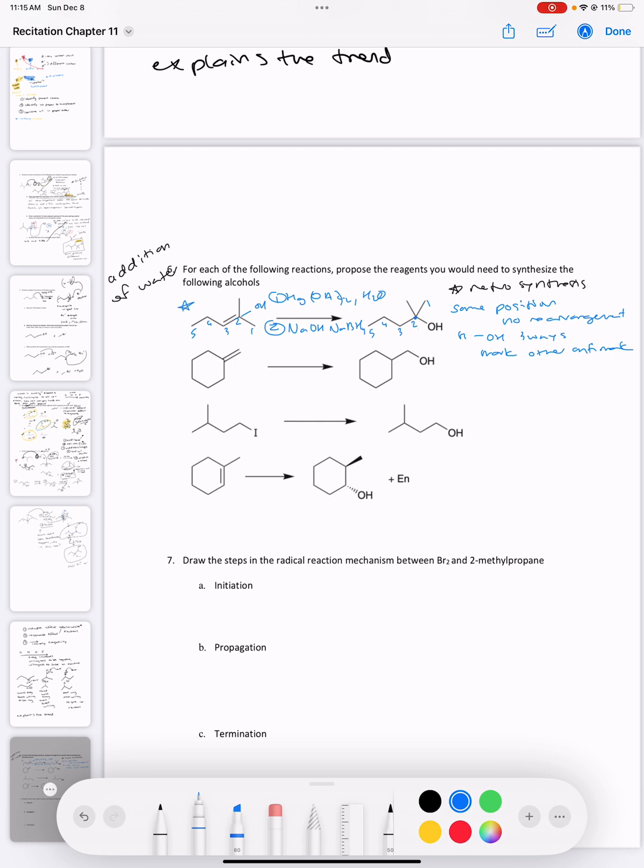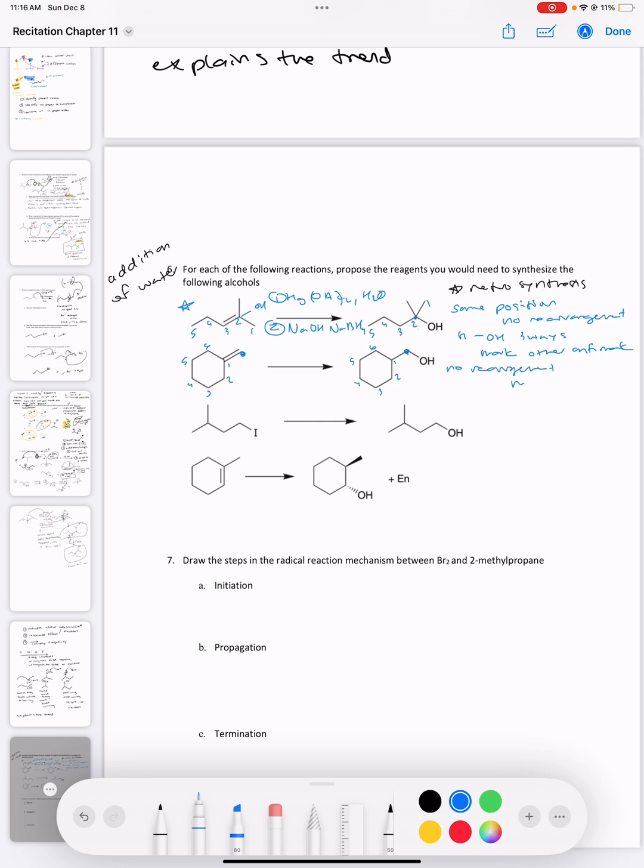Now the next one, we see a similar thing if we label our cyclohexane between carbon 1 and the methyl substituent. We've gotten rid of our double bond, which used to be there. That's now gone. We've added an alcohol. It didn't move. It's on the same position as the original alkene. So it's, again, no rearrangement.